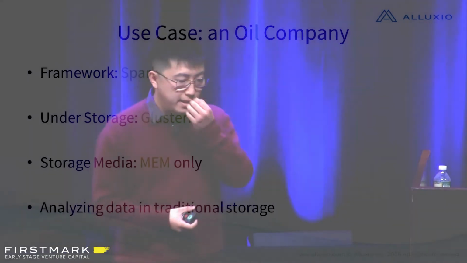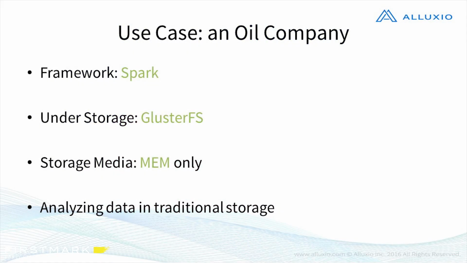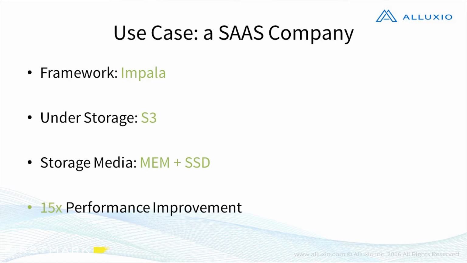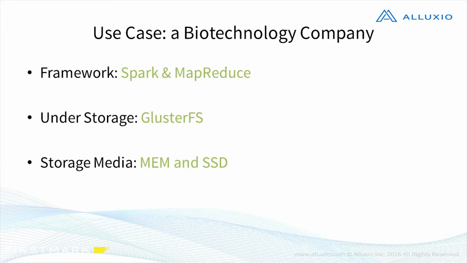And this is the oil company, and the theme is similar. Basically, you run Spark on top of Alluxio in the middle between Spark and the Gluster file system, and Alluxio manages memory only. You can analyze the data in the traditional storage. And there's another one, you run Impala on top of Alluxio on top of Amazon S3. They have a 15 times performance improvement in this case. And there's a biotech company. They run Spark and MapReduce on Alluxio on top of Gluster. And you can use Alluxio to manage memory plus SSD.